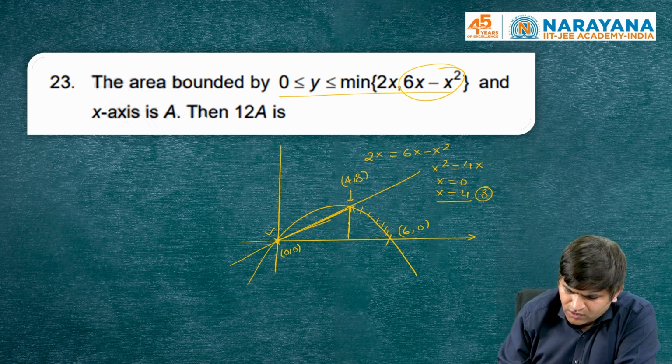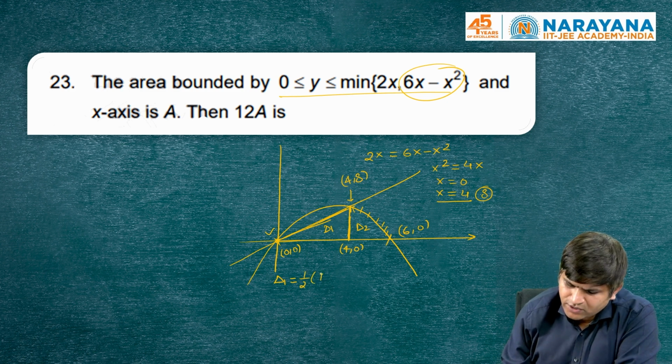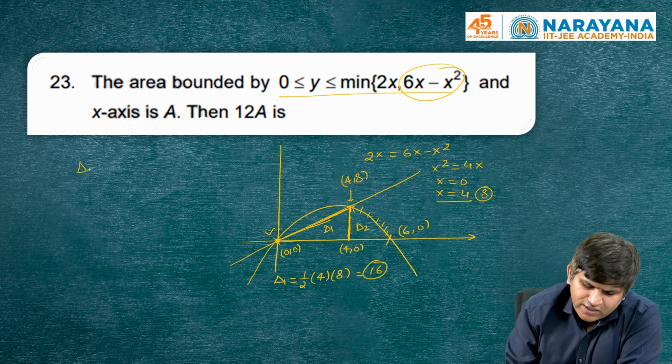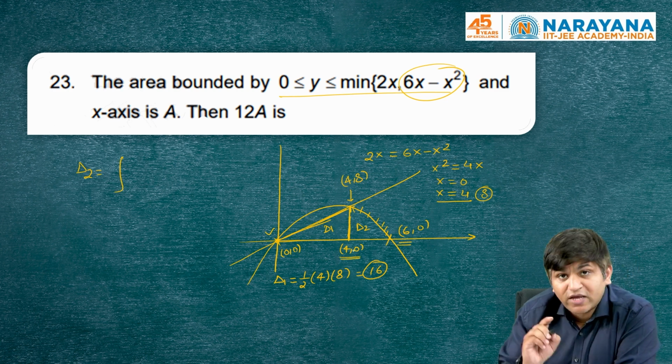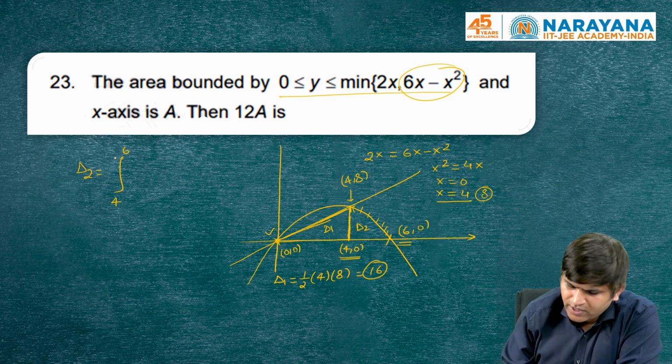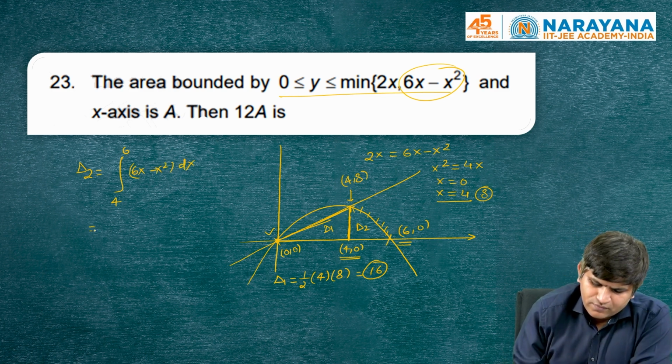This area we can divide into two portions, let's say delta 1 and delta 2. This point will be 4 comma 0. Delta 1 is nothing but a triangle whose base is 4 and height is 8. So half of base 4 times height 8 gives us 16. Now to evaluate delta 2, we can write the integral with limits varying from 4 to 6, and f(x) we have is 6x minus x square dx. So we have to solve this integral.